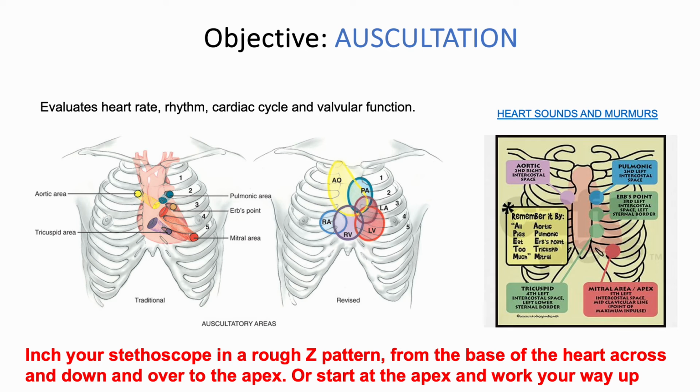S1, apex. I always think of A1, right? So A for apex, and S1 for the first heart sound. Second heart sound is S2 at the base. Now, it doesn't mean that if you don't put your stethoscope right at the second intercostal space, right of the sternal border, you're not going to hear the aortic area. It just means that this is where aortic sounds are heard best.